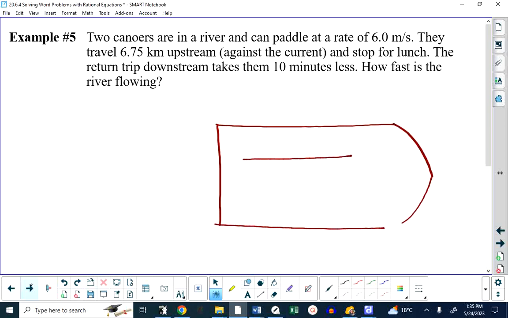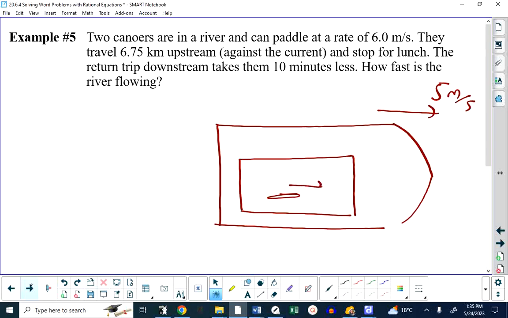My artistic abilities are baffling. And there's a pool on the cruise ship, and the cruise ship is moving this way at 5 meters per second. And here's the canoe. Ish. And the canoe is moving this way at 6 meters per second.